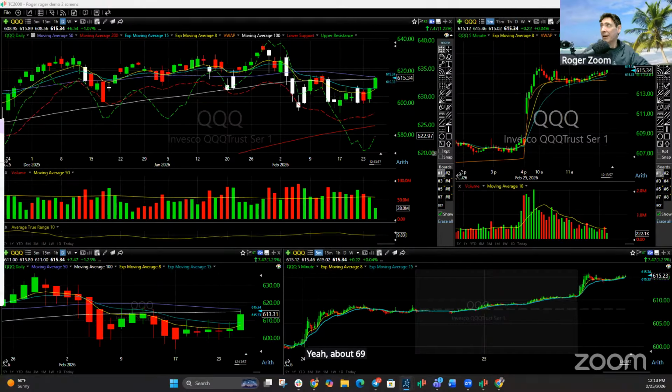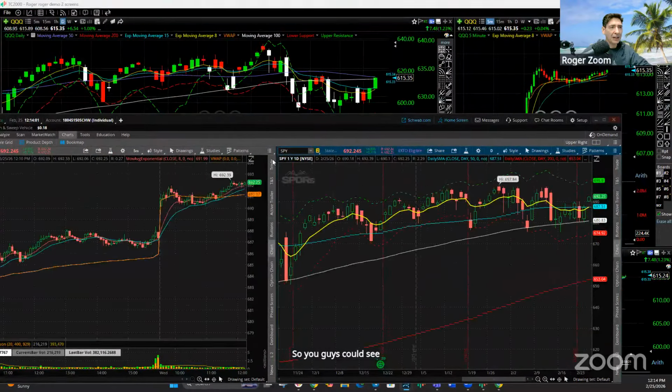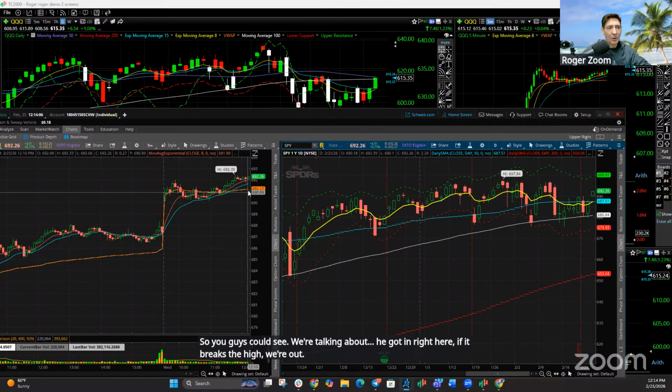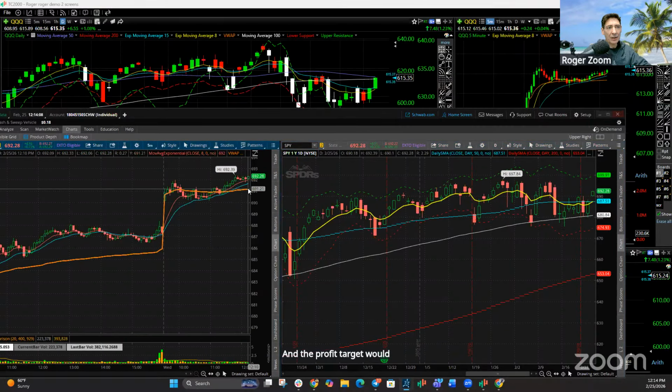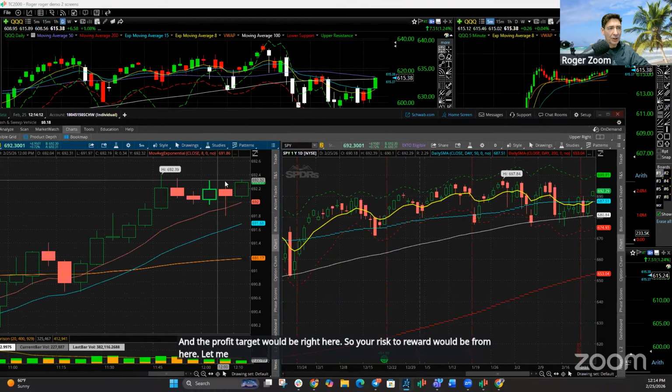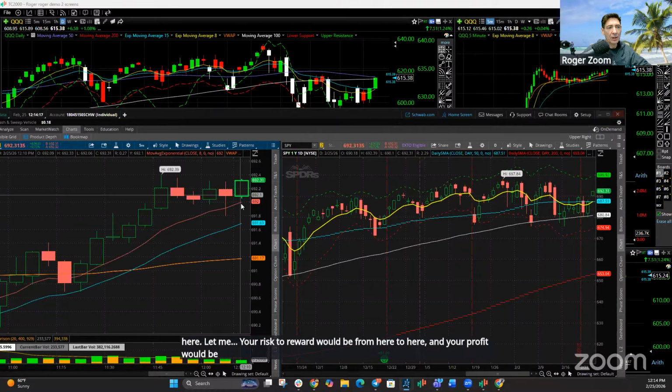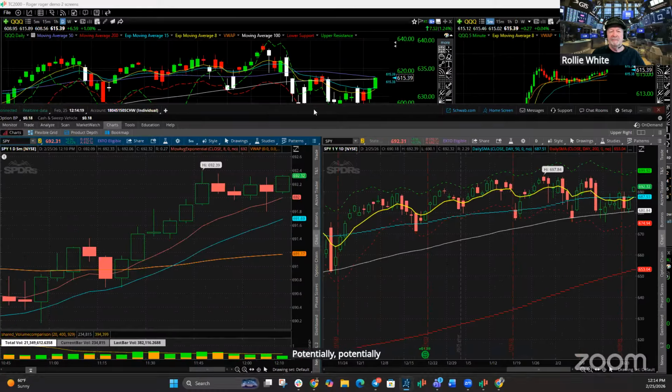So here's what Matt and I are talking about. You guys could see, he got in right here. If it breaks the high, we're out. And the profit target would be right here. So your risk to reward would be from here to here, and your profit would be from here to here. Potentially. That's a nice ratio. Yeah.